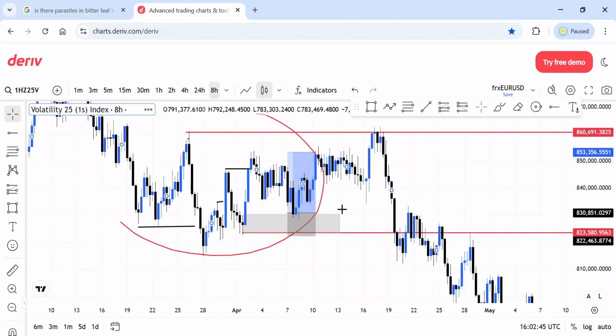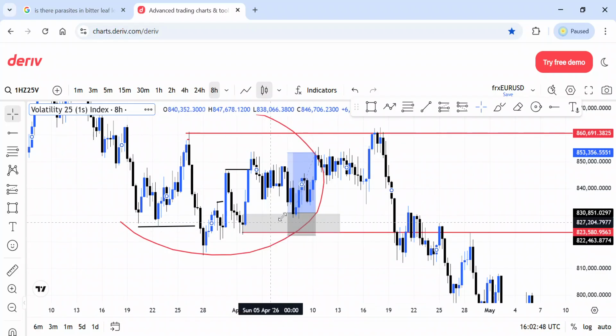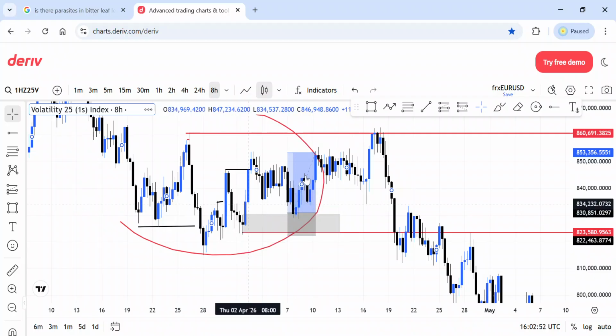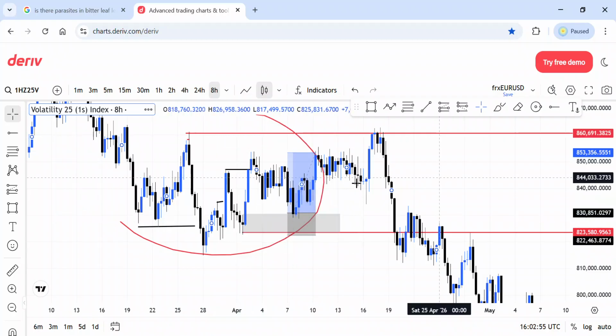So that is how to counter a trend. We are countering this trend. The market is selling, right? But we are countering the buy to sell again, okay? So that is how it is.